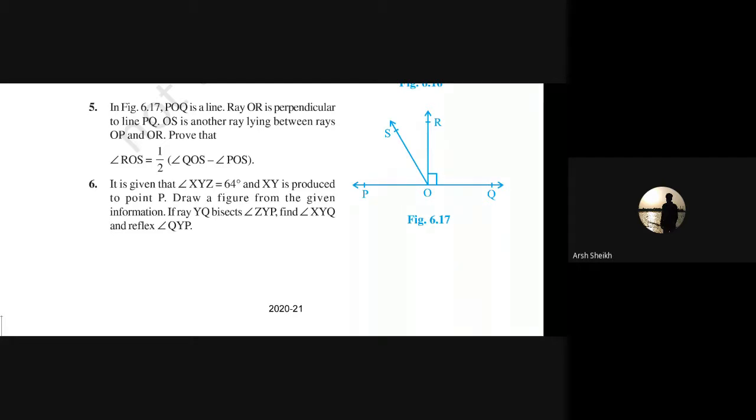Now you can see in this question we have no figure. First of all, we have to draw a figure from this given information. First, it is given that angle XYZ is equal to 64 degrees and XY is produced to point P.